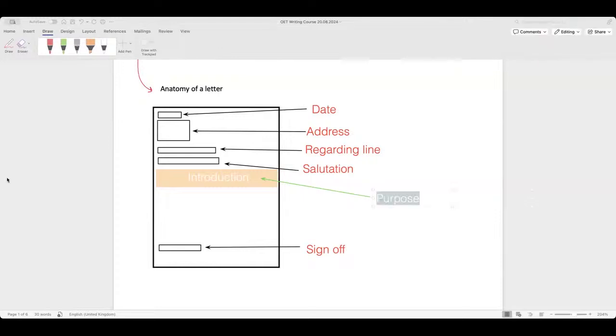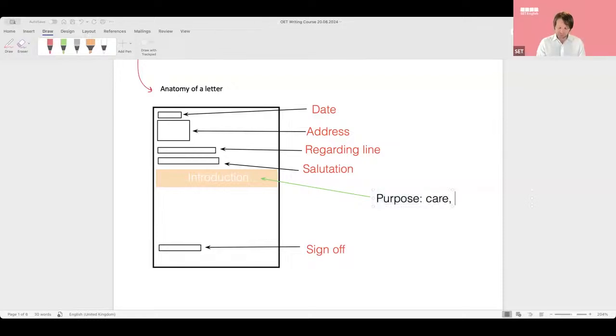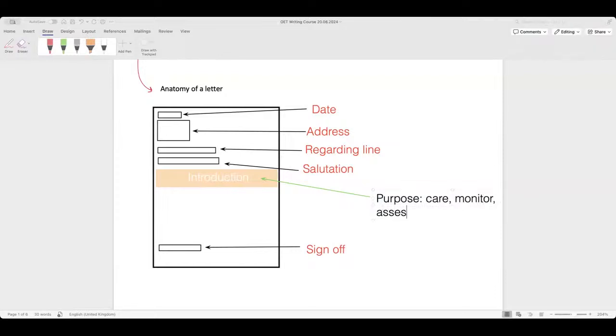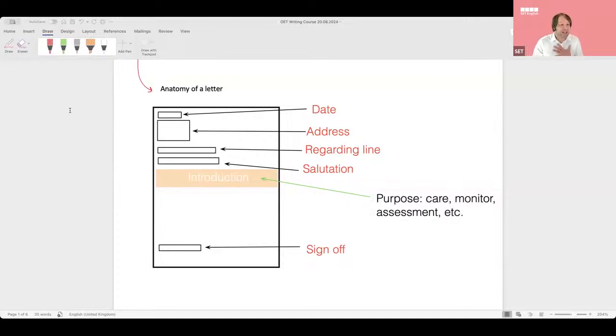Care and management, for example. Monitoring, care. What else? Monitor. Assessment. What else? Education. Treatment. It could be treat. It could be educate. It could be many things. Fantastic. This is very, very important to be in the introduction paragraph. We must have it. Is that clear, guys? Must be in the introduction, according to OET, not me.